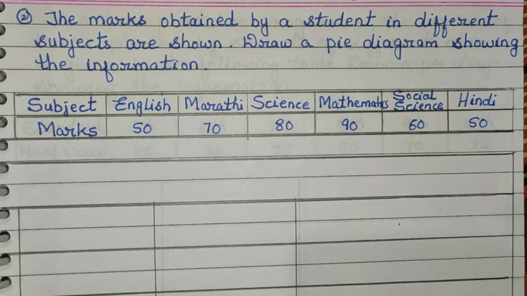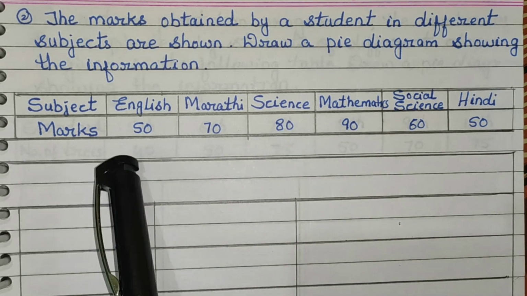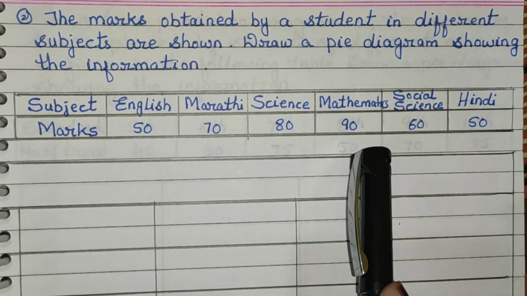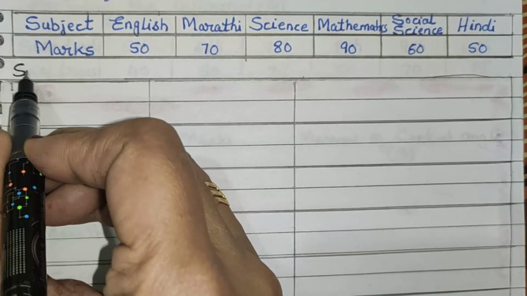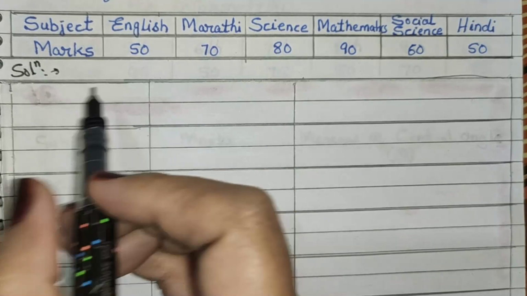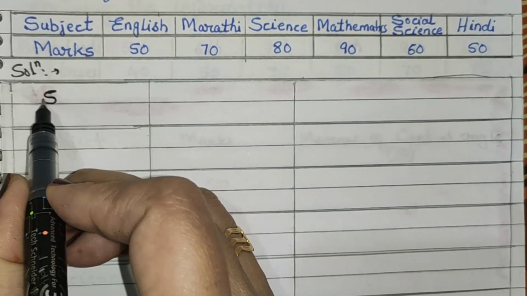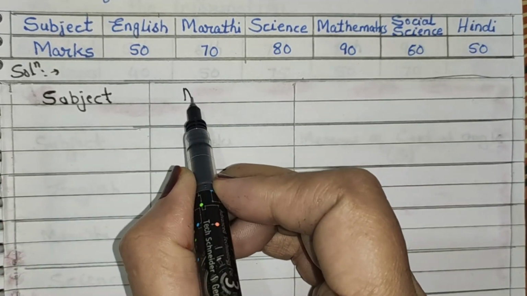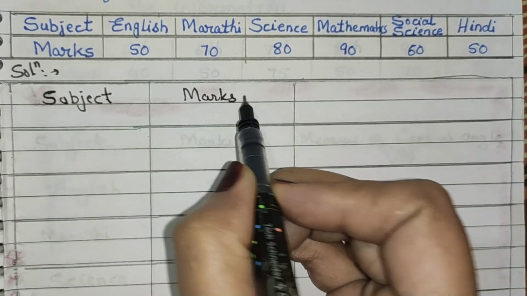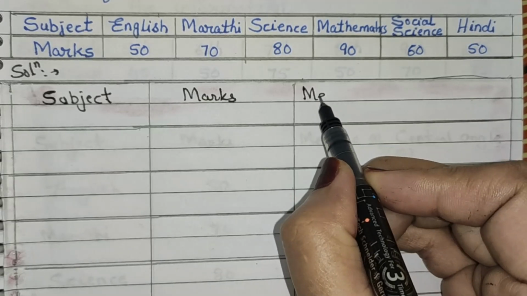Second question is, the marks obtained by a student in different subjects are shown. Draw a pie diagram showing the information. Now here different subjects are given and obtained marks are given in the table. Now first draw a table. Write down the solution here. First column contains subject, write down it. Second one is marks and next one is measure of central angle.